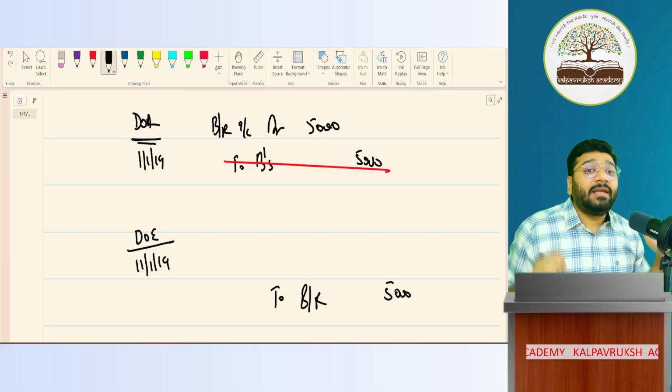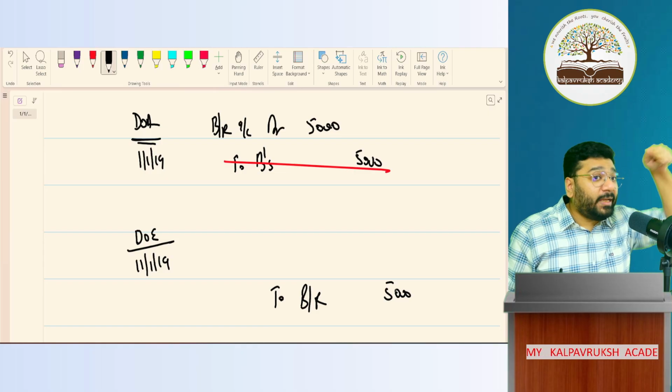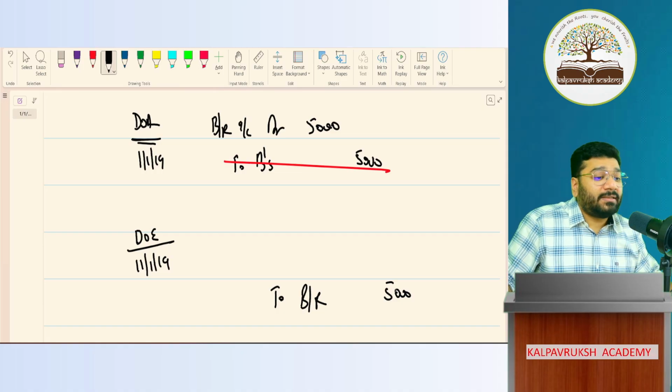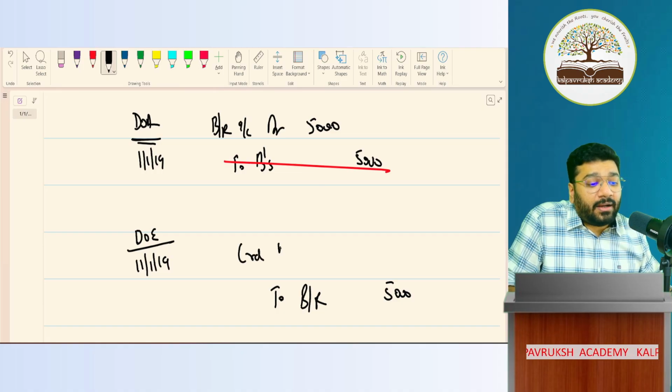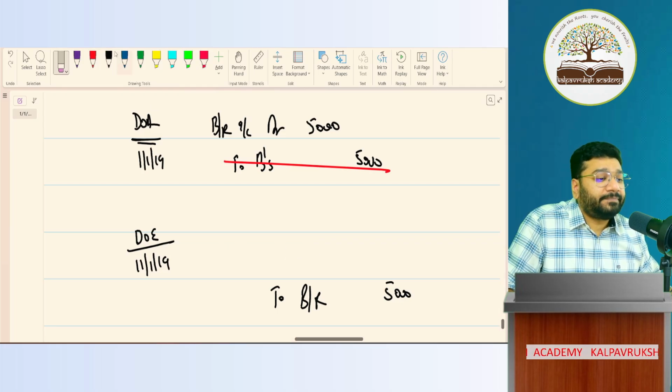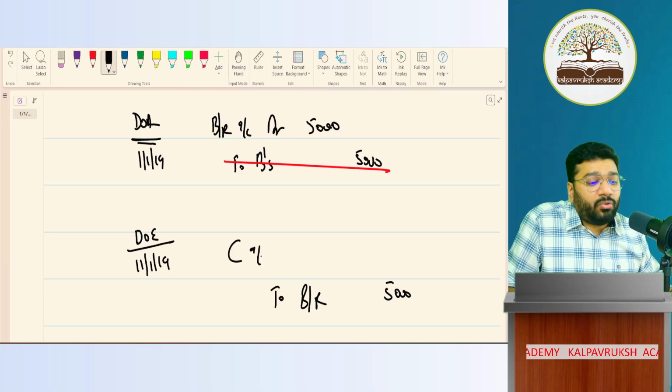Why are we giving this bill to the creditor? To close the liability, to close the creditor's balance. To create balance, you gave a credit. To close balance, debit. So creditor account debit. Sorry, the creditor's name here is C. C account debit 5,000 to BR.